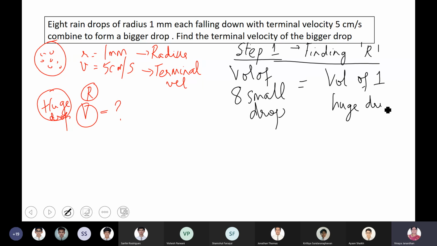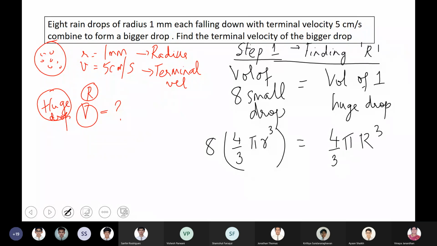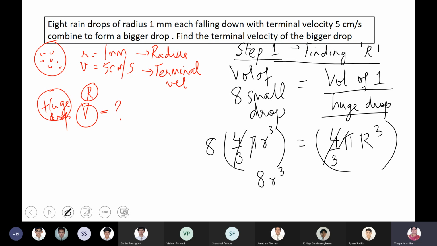Yes, ma'am. Okay, so now what is volume? A droplet is spherical in shape. So I can write 4 by 3 pi r cube, because this is a smaller drop of radius small r, into 8 times, must be equal to 4 by 3 pi capital R cube, the volume of one huge drop. The radius of the huge drop is capital R, the radius of the small drop is small r. So when you cancel, you get 8 r cube is equal to R cube.